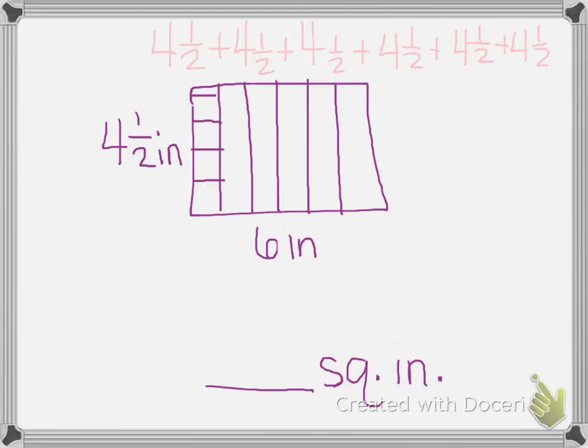So first I'm going to add my whole numbers. 4 plus 4 plus 4 plus 4 plus 4 plus 4 is 24. And then I'm going to add my halves. Half plus half is 1. Half plus half is 1. Half plus half is 1. So that would be 3 wholes. 24 plus 3 is 27. So my answer for area is 27 square inches.